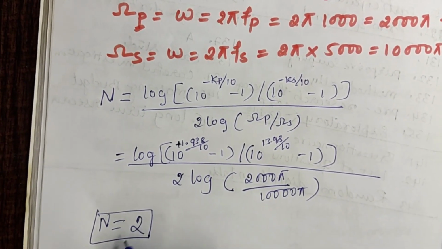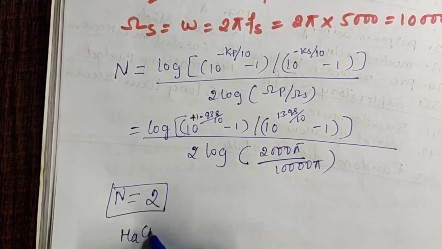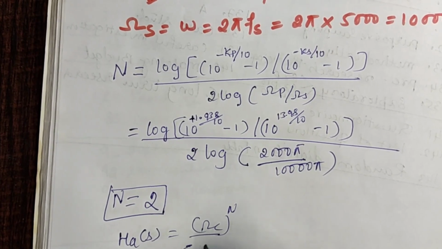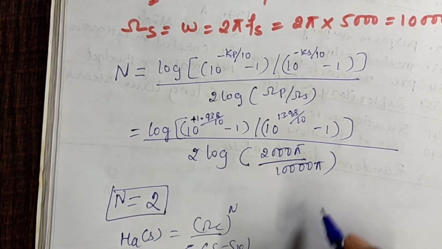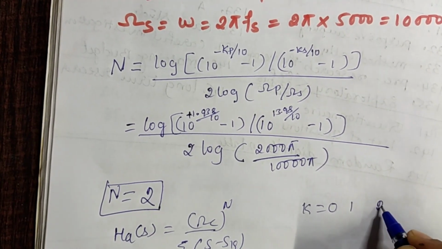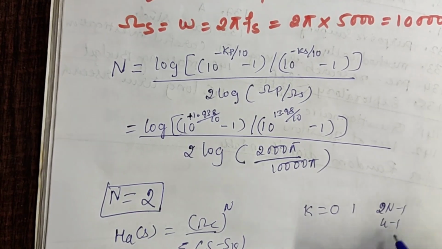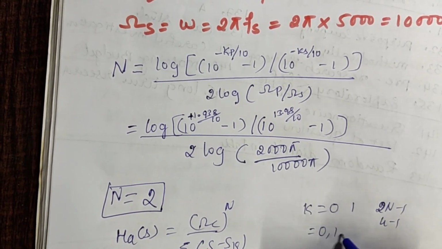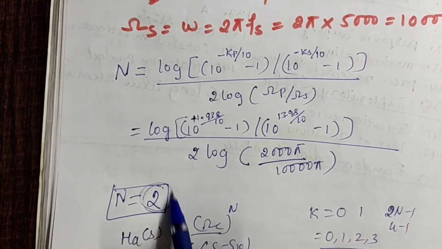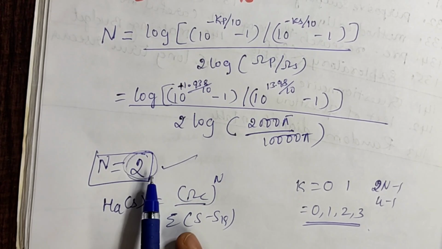When we have N is equal to 2, we can go ahead with the formula H of S is equal to omega C to the power of N divided by the product of S minus Sk. Now we have to start substituting K. K is equal to 0, 1 up to 2N minus 1, which with N as 2 is 4 minus 1, which is 3. So it is 0, 1, 2 and 3. Among these, only 2 poles will be stable. So those 2 poles only we have to consider.